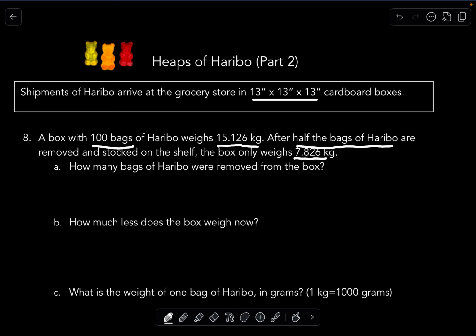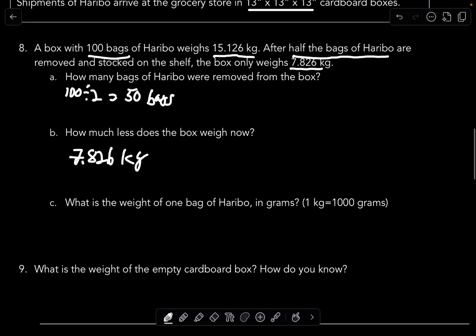Well, if they started with 100, divided by 2, you have 50 bags. How much does the box weigh now? Well, the box weighs now 7.826 kilograms. These are things that were given. What is the weight of one bag of Haribo?